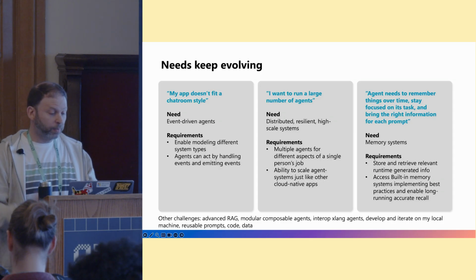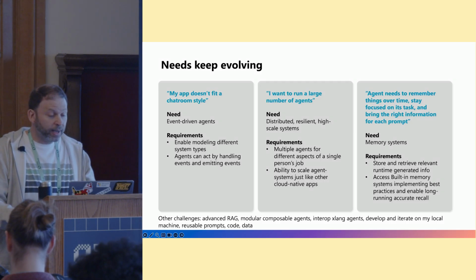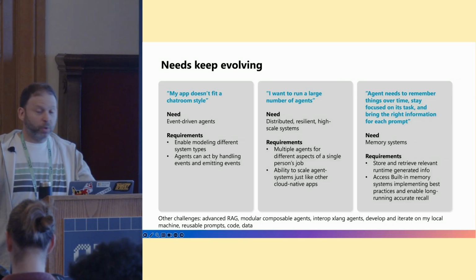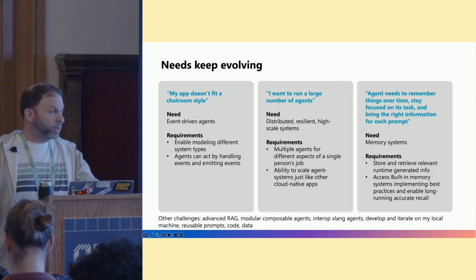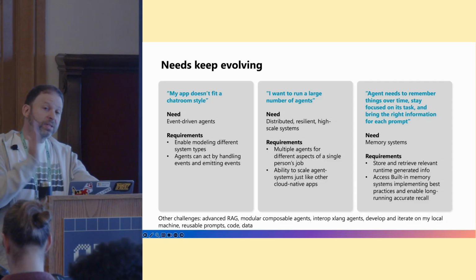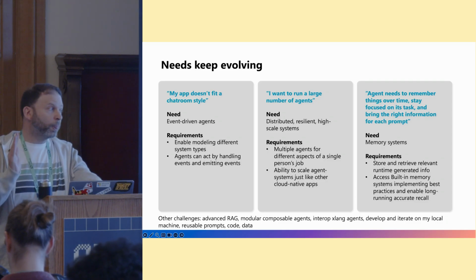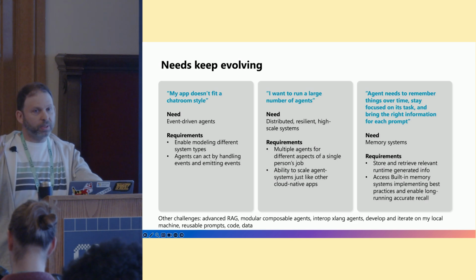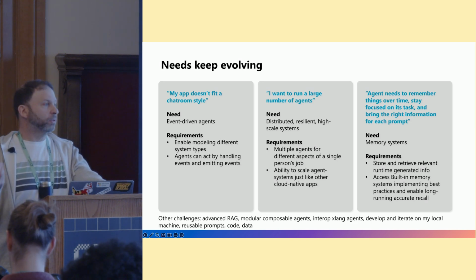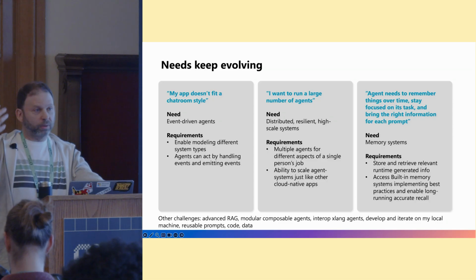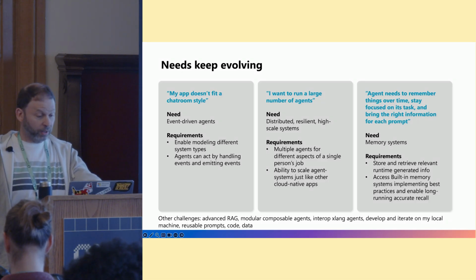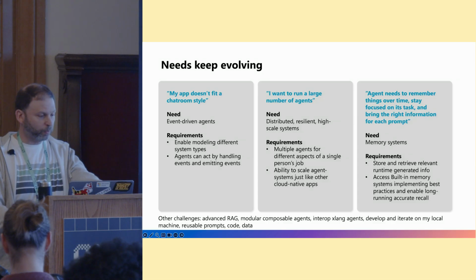So again, my agent needs to remember things over time and stay focused on its tasks, so things like memory come into play. Again, when you're running multiple agents, you need distributed system resiliency. And you can see how this is really, yes, part of the AI umbrella, but it's really operational, if you think about it, where your AI piece, like your LLM, is a piece of this whole mechanism.